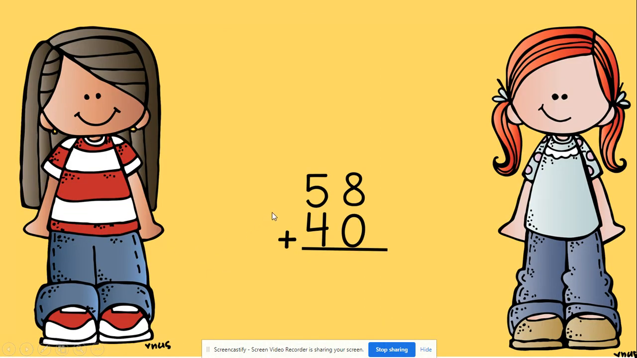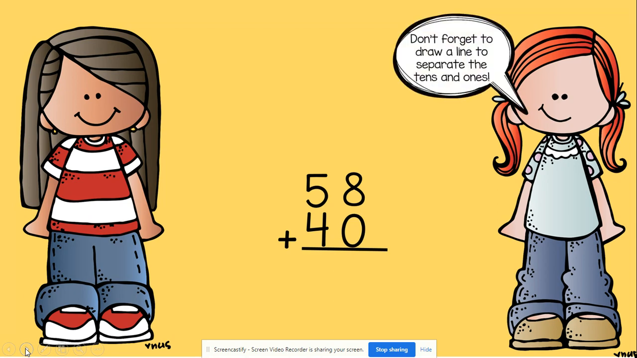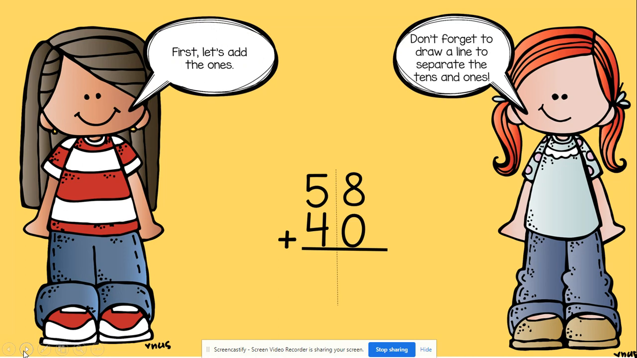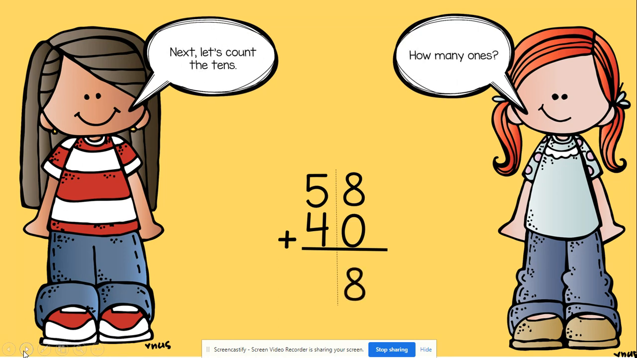Last one. Okay, you write it now. 58 plus 40. And what do we need down the middle? Draw a line. Okay, now we're going to look at the right side. Always the ones first. 8 plus 0 is how many ones? 8. Now we're going to count the tens. 5 plus 4. 5, 6, 7, 8, 9. 9 tens. 98.